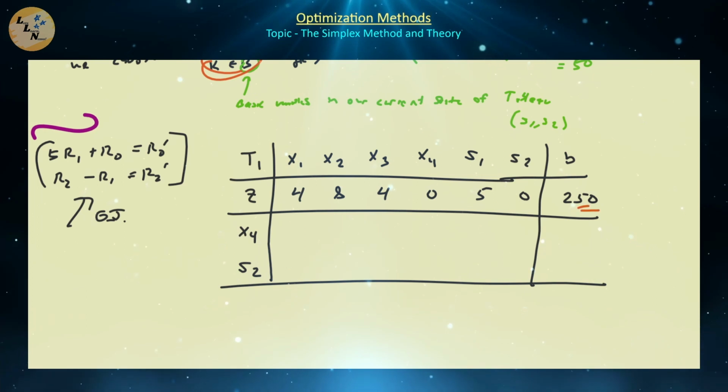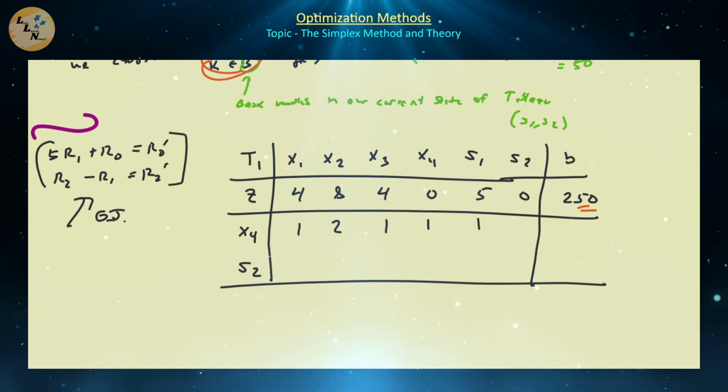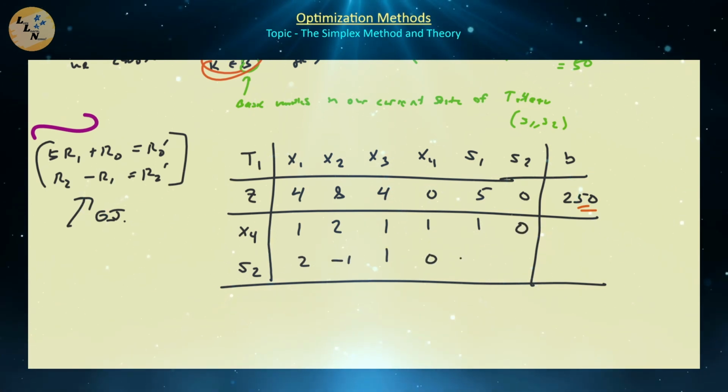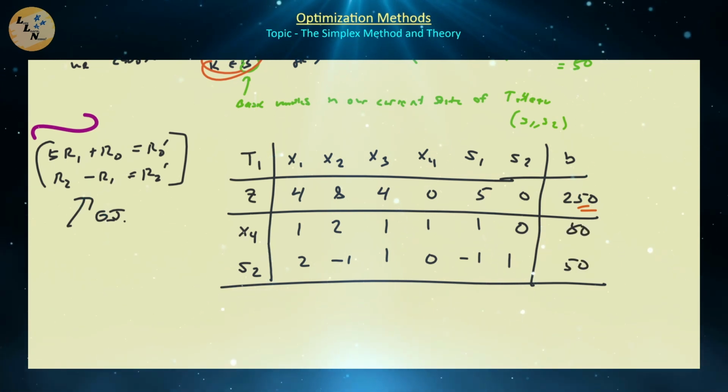250. Keep in mind, if that did not go up from 0, you chose the wrong pivot, because if you follow this particular theorem, that value will always improve, right? Very, very important. And for our coefficient matrix, we're going to have 1, 2, 1, 1, 1, 0, and 2, -1, 1, 0, -1, 1, and then 50 and 50.